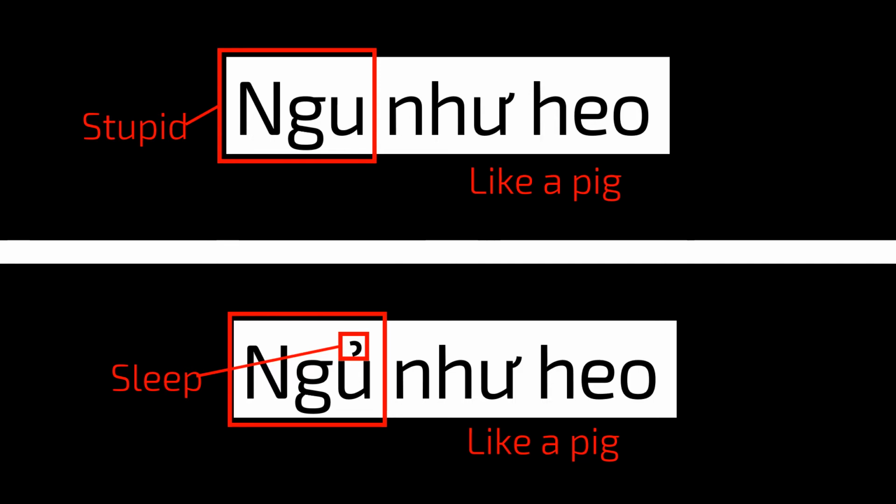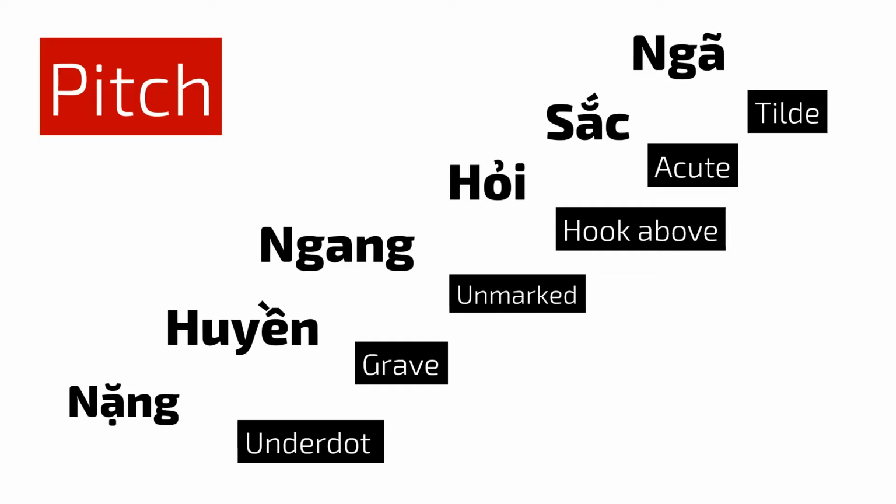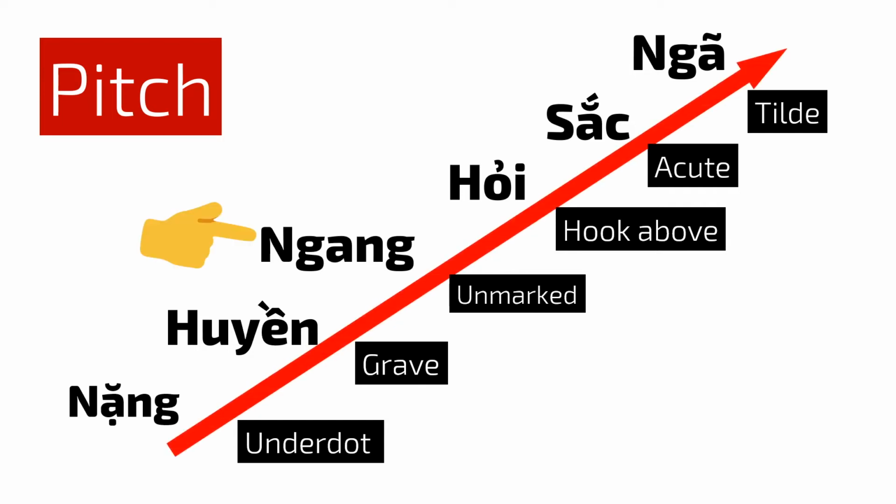Now let's begin. In Vietnamese, we have 6 tones, which are ngang, unmarked; sắc, acute; huyền, grave; hỏi, hook above; ngã, tilde; and nặng, under dot. This is the chart showing the pitch of each tone.